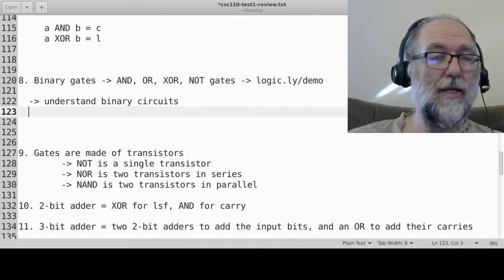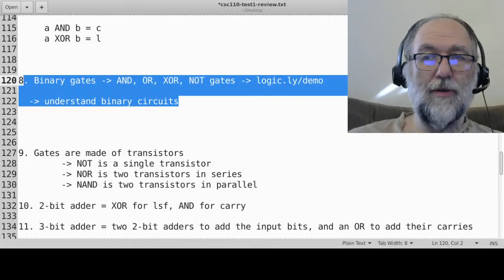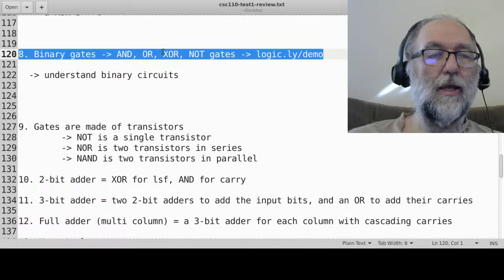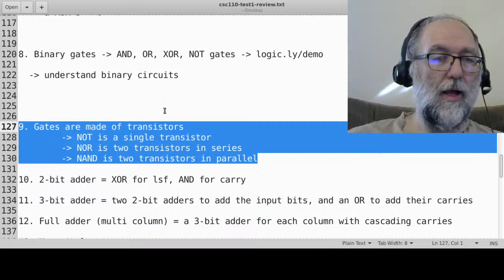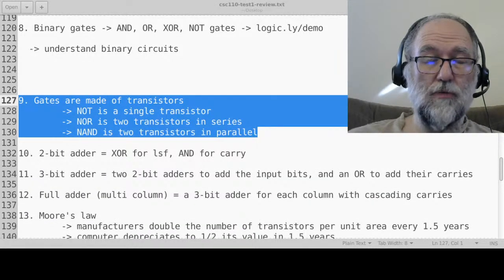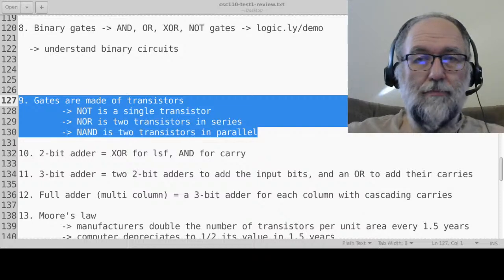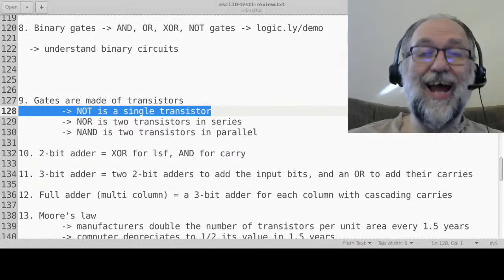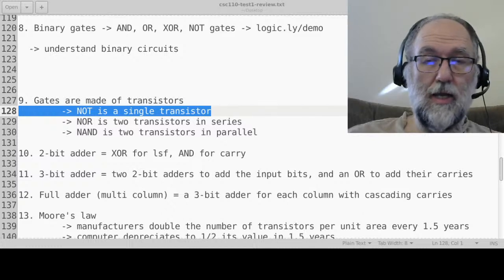For questions on binary gates and so on, I do expect you to know how they're built out of transistors. So you do need to know that a single transistor, I'll show you a picture in a second, let's get through this first, is basically a NOT gate.